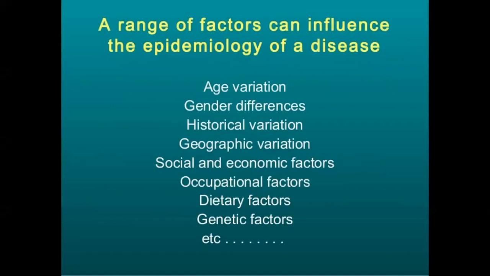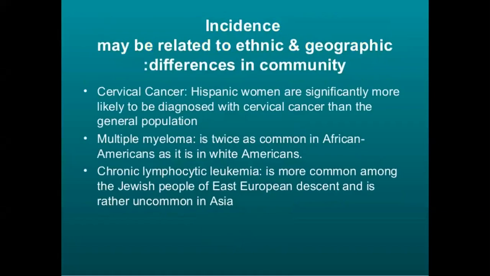A range of factors can influence the epidemiology of a disease. This includes age variation, gender differences, historical variations, geographic variations, social and economic factors, occupational factors, dietary factors, and genetic factors. Incidence may be related to ethnic and geographic differences in the community.